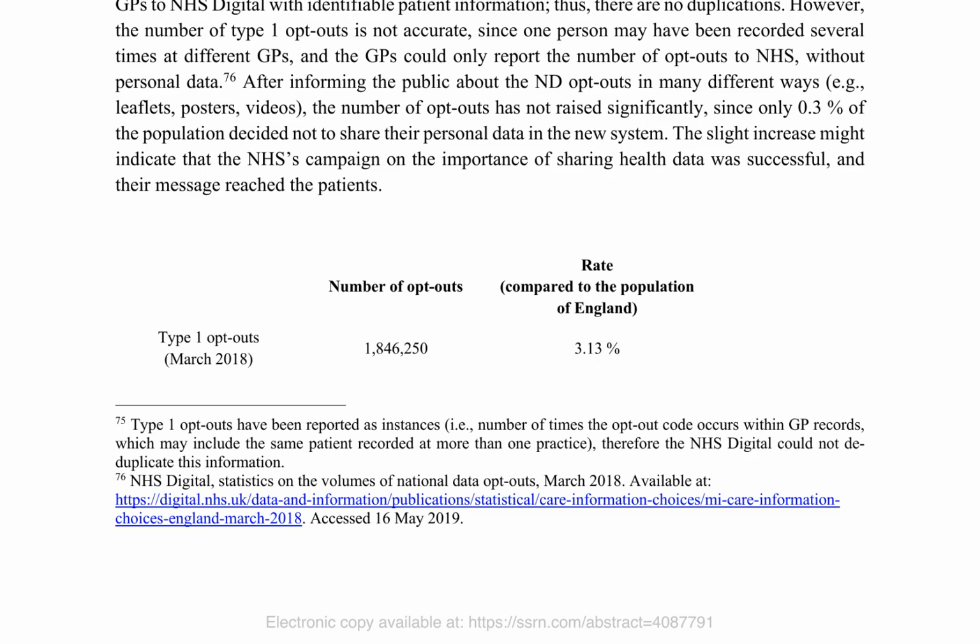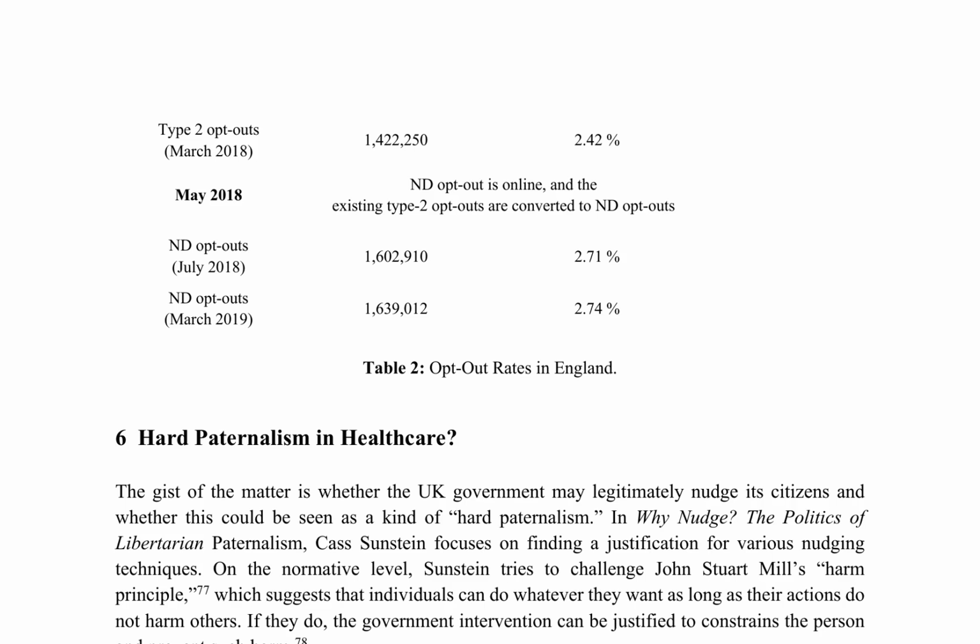The discussion shifts to the concept of paternalism in healthcare, particularly the notion of hard paternalism versus soft paternalism. Cass Sunstein's work, Why Nudge? The Politics of Libertarian Paternalism, is referenced, where he challenges John Stuart Mill's harm principle, which suggests that individuals can do whatever they want as long as their actions do not harm others. Sunstein argues that, in some cases, paternalistic interventions are desirable to provide means for improved decision-making.